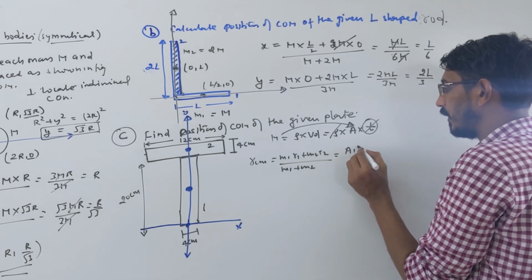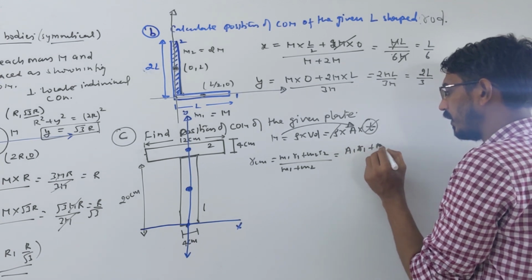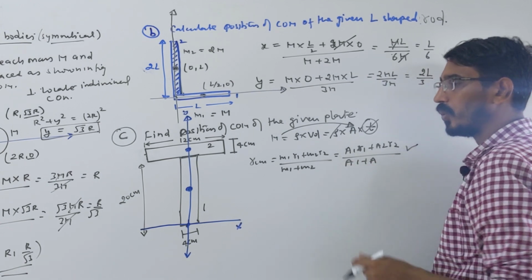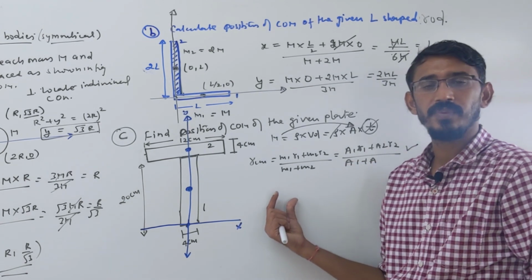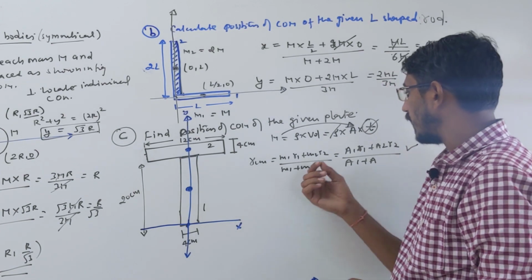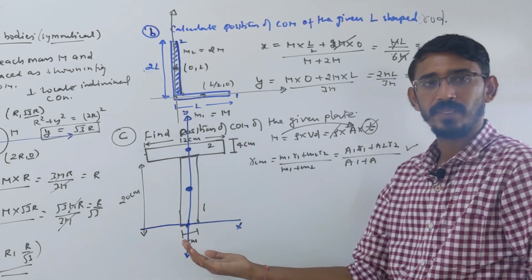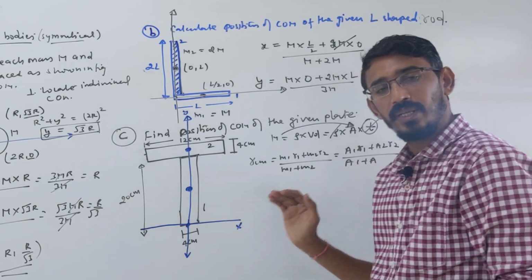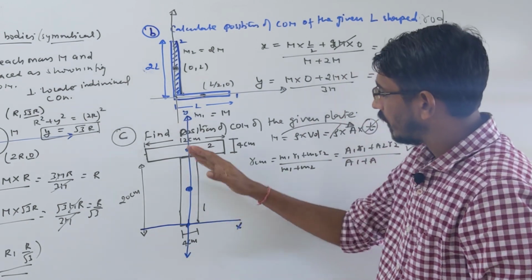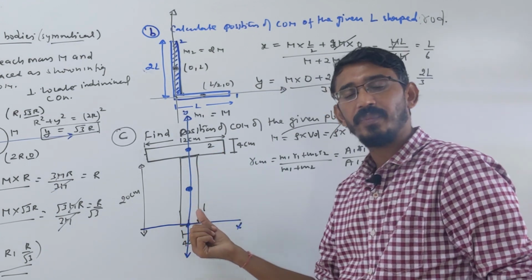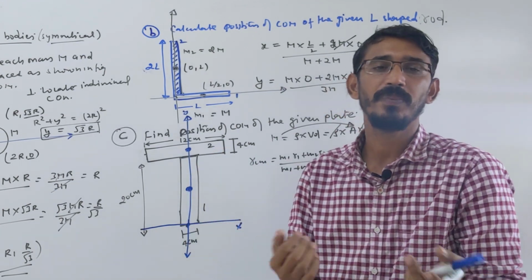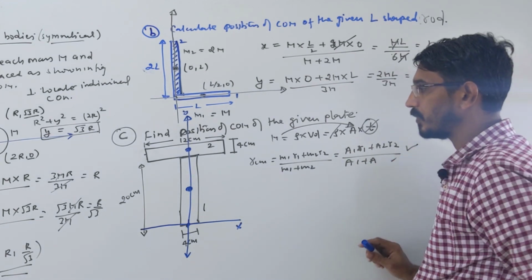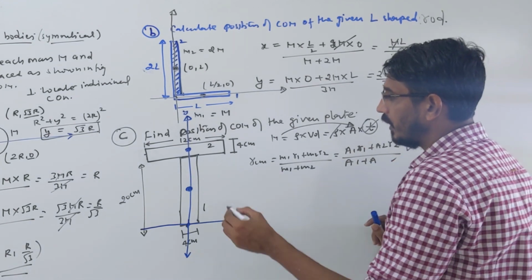You can write A1 R1 plus A2 R2 over A1 plus A2. This is also fine, and the calculation becomes easier. You don't need to write mass, because mass is proportional to the area of the plate. Even if you want to write mass here, you can, no problem. You call one body's mass something, and then find the other by proportionality to volume or simply area. Area is easier, so you can simply write area here.